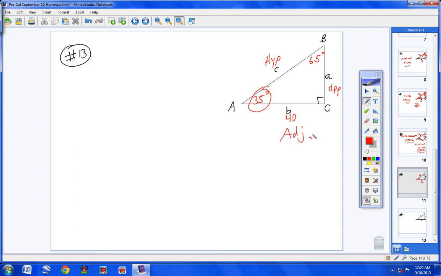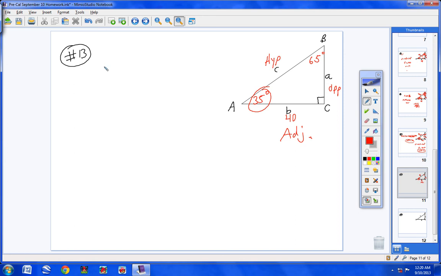Now, notice your two unknowns are right here, opposite and hypotenuse, okay? Do not use cosine. Cosine will give you two unknowns. Cosine of 35 equals opposite over hypotenuse. Do not use cosine, use something else. Or, excuse me, do not use sine.